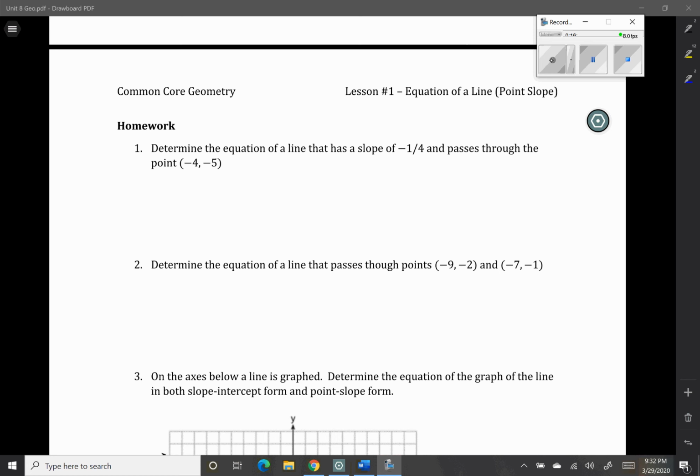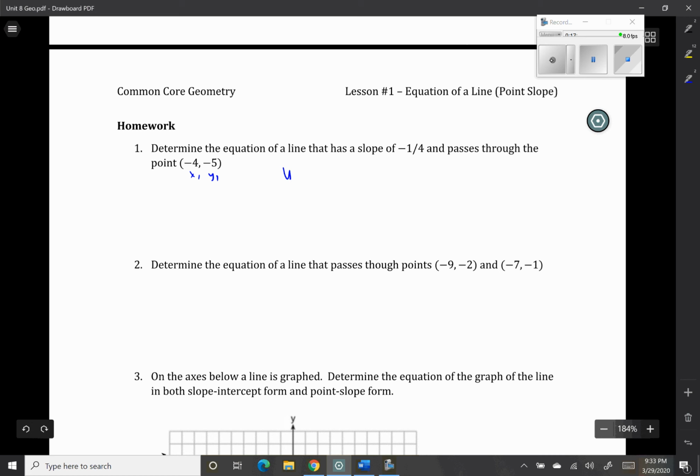All right, so welcome to the homework part of the video. Hopefully you tried these 3 questions on your own before you came here. So the first question says, determine the equation of a line that has a slope of negative 1/4 and passes through the point negative 4, negative 5. Since it's a point, not a y-intercept, we definitely want to use this new form of point-slope form.